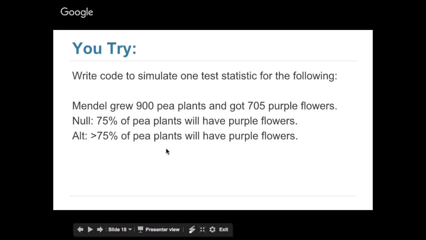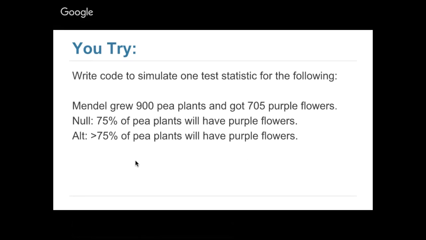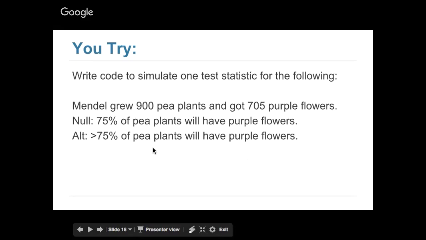Okay, so how would I do this? The first thing to do is to note that when I'm doing a simulation, I'm doing it assuming the null is true. For a test statistic, I look at my null. When I'm choosing a test statistic to use and a direction to look in, I'm looking at my alternative. When I'm simulating a test statistic, I'm looking at my null. My null says 75% of pea plants will have purple flowers.